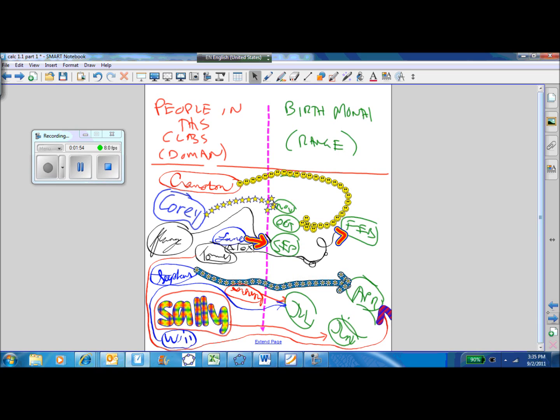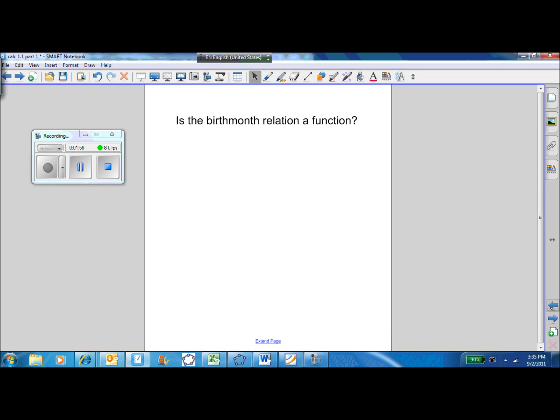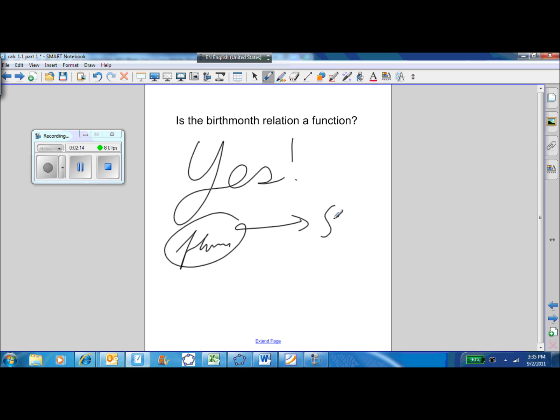Do these things make it not a function? Is the birth month relation a function? Finally, the answer is yes. Because every element in the domain goes to exactly one element in the range. So even though we might have Flange going to September and Lane going to September, that's okay, because they're both going to exactly one element in the range. If Lane tried to break off and give us another month here, then that would not be a function.